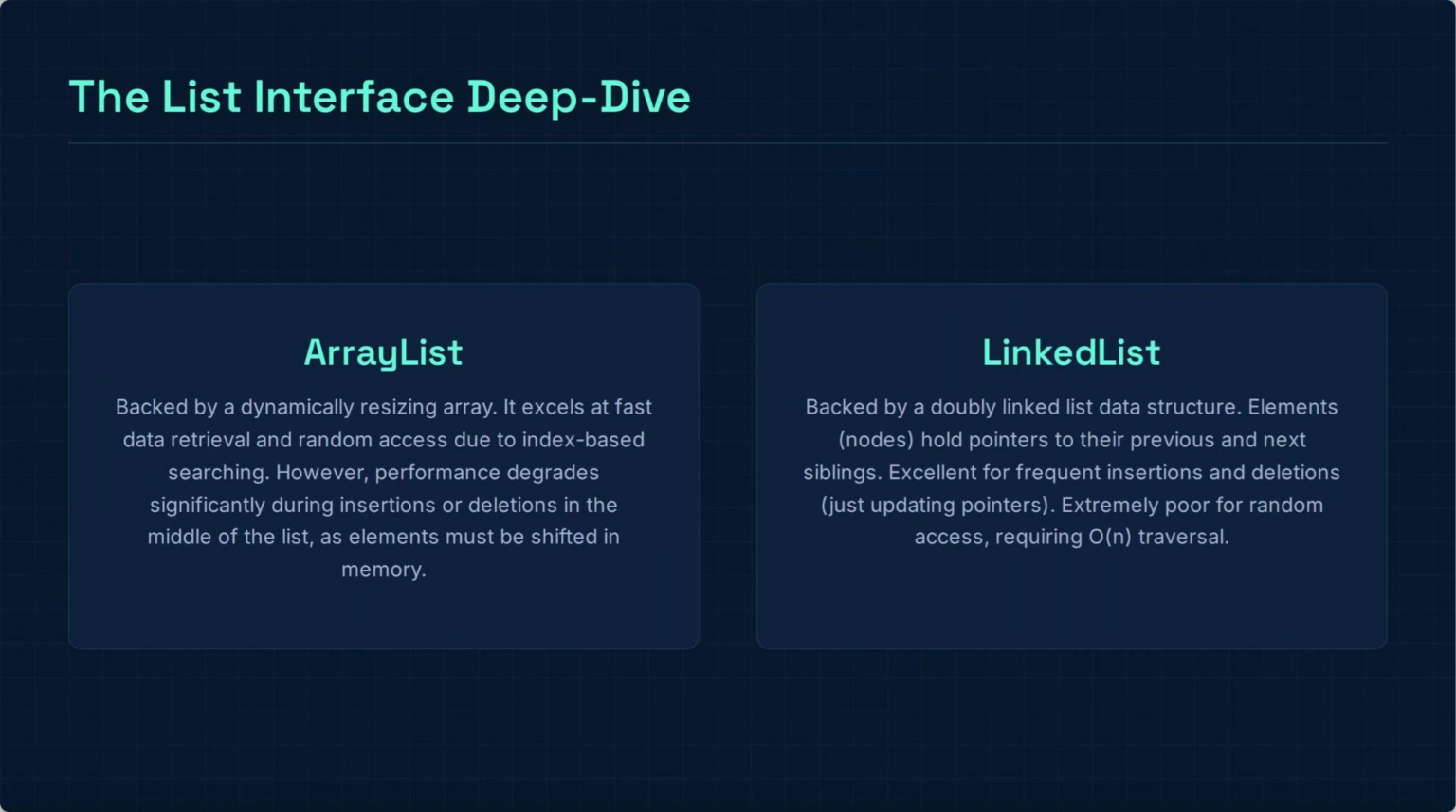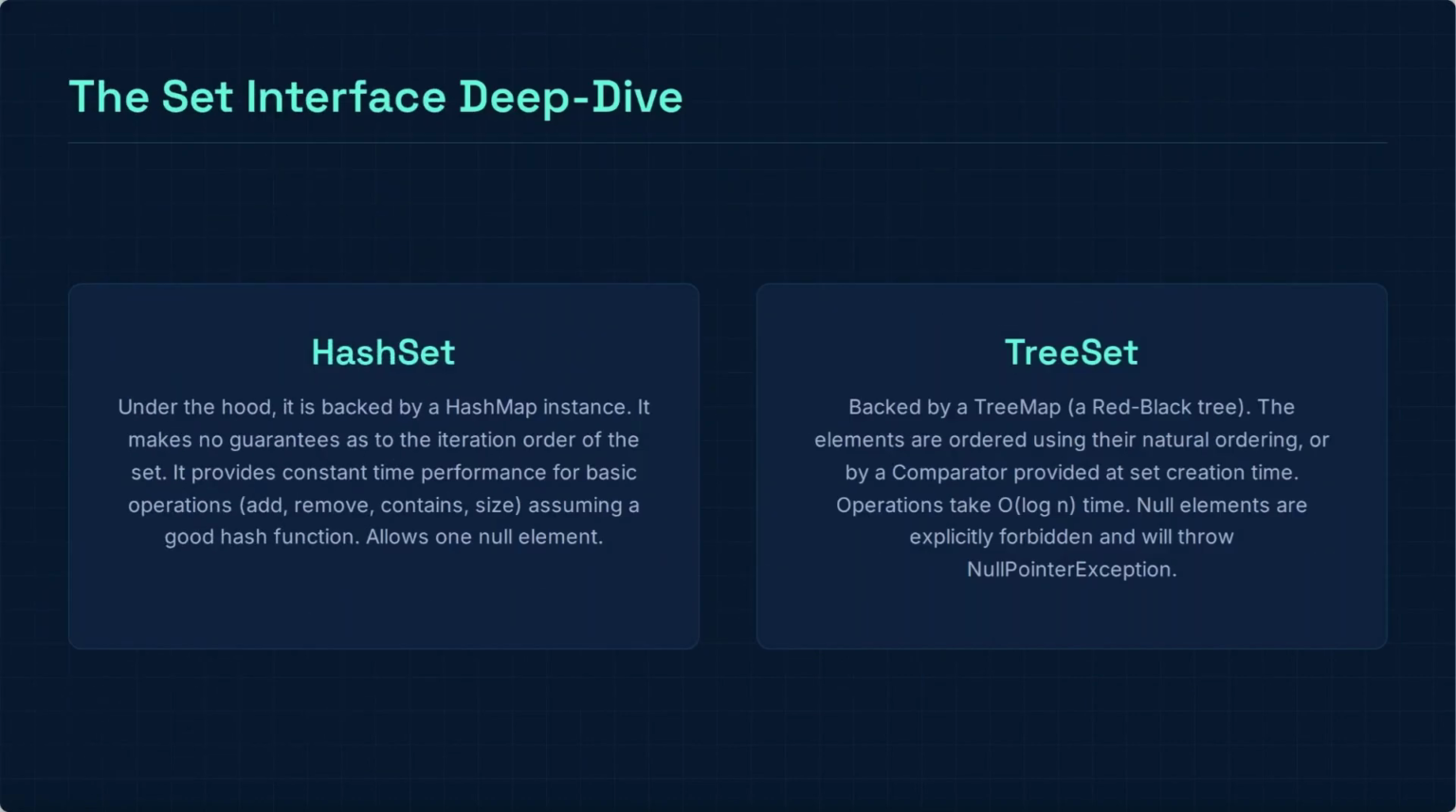to their previous and next siblings. This makes it excellent for frequent insertions and deletions since you only need to update pointers. However, it is extremely poor for random access, requiring O(n) traversal. Moving on to the Set interface, let's compare HashSet and TreeSet.